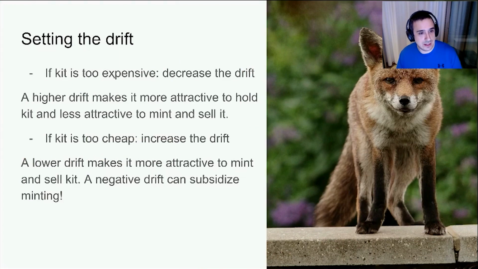So how do we set it? Well, if kit is too expensive, decrease the drift. Sorry, the paragraphs are inverted. So it should say a lower drift. A lower drift makes it more attractive to mint and sell kits, so there will be a larger supply. And even if the drift gets negative, you could even subsidize minting. Likewise, if kit is too cheap, you increase the drift, and a higher drift makes it more attractive to hold kits and less attractive to mint and sell it. And that is going to balance, and that's why you can get kit to track its target.